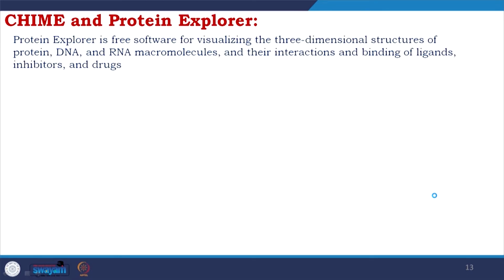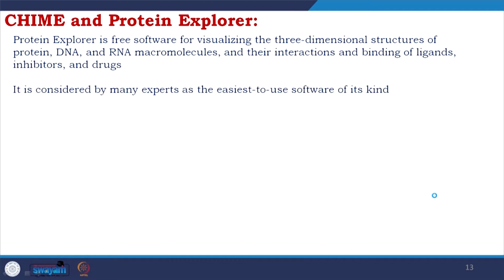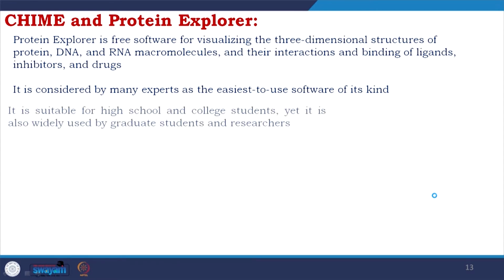Protein Explorer is a free software which uses the background of Chime. So, Protein Explorer is a free software for visualizing the 3-dimensional structure of protein, DNA and RNA macromolecules and their interactions and binding of ligands, inhibitors and drugs. It is considered by many experts as the easiest to use software of its kind.